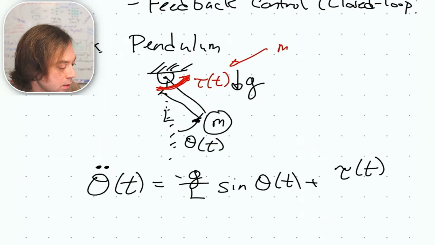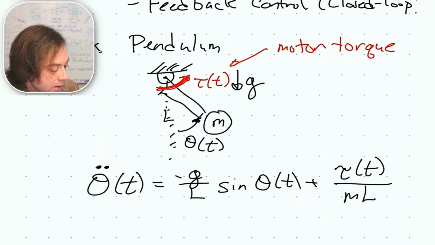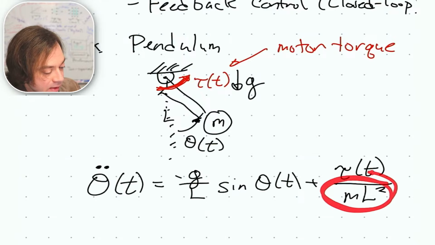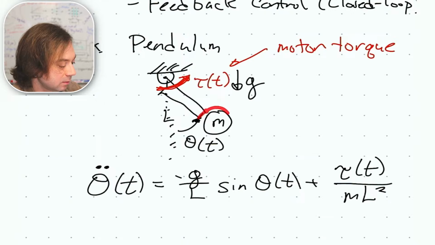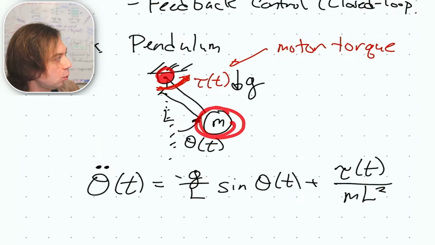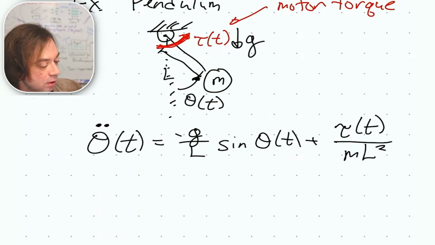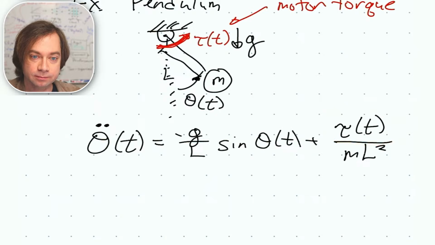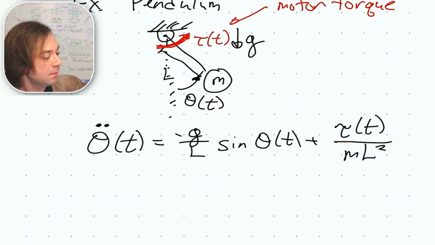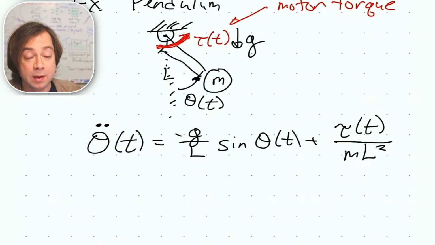It's a motor torque, over the quantity m L squared. You might recognize this from physics: that is the moment of inertia of the rotation of this mass about this point right there. So you divide a torque by your rotational inertia, you get your angular acceleration. That's what we have right there. Your theta double dot is the angular acceleration of your pendulum. So if we add a torque to our system, then hopefully the system will behave differently.